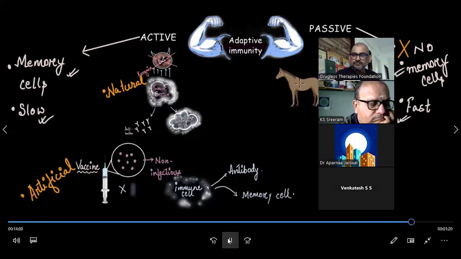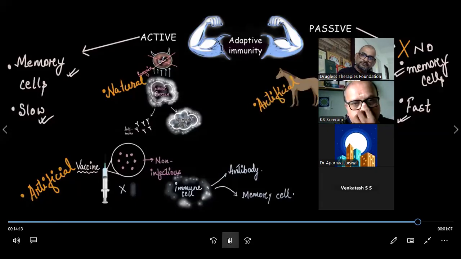Well, this is an artificial passive immunity because here human intervention is required and people don't get it naturally. It is not true for everyone. So this is artificial passive immunity.